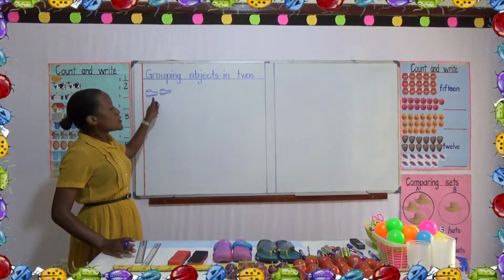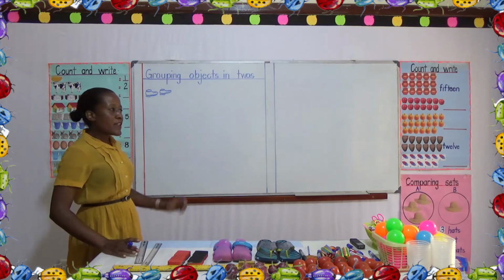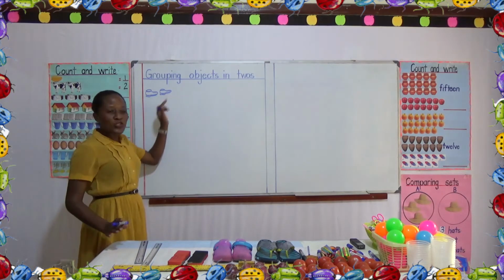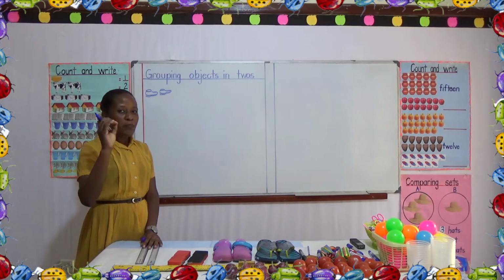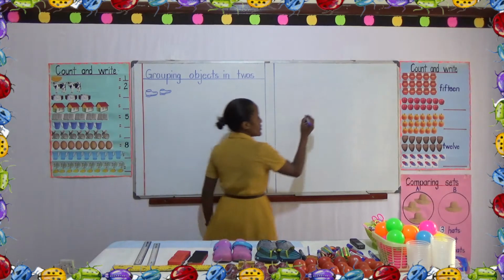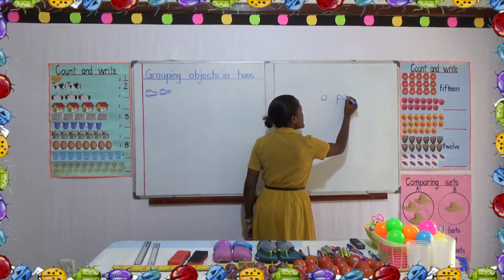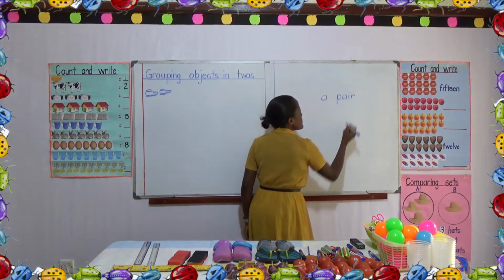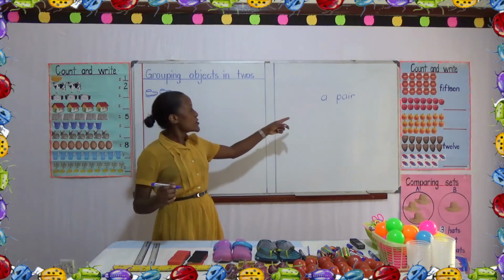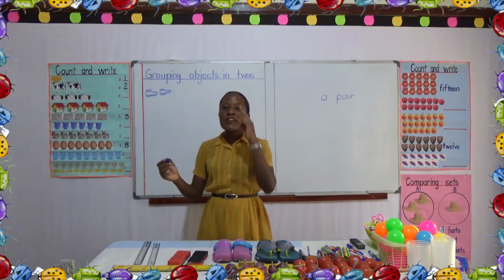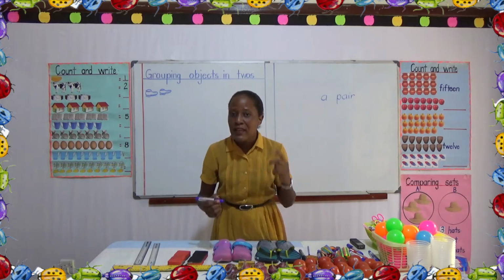They are two shoes, one for the left leg and one for the right leg. Now, these two shoes make what we call a pair of shoes. Now, a pair of shoes consists of, or it has two shoes. It has one for the left leg and one for the right leg.